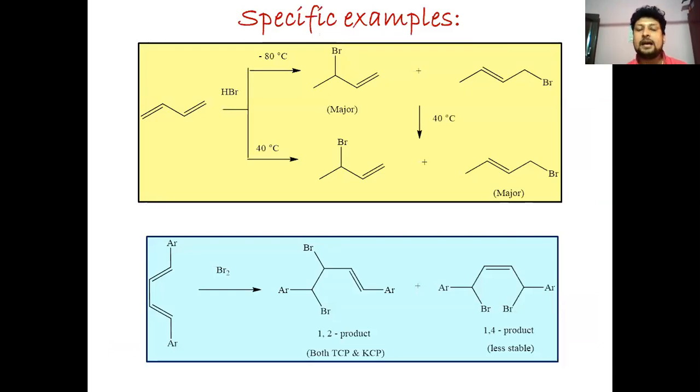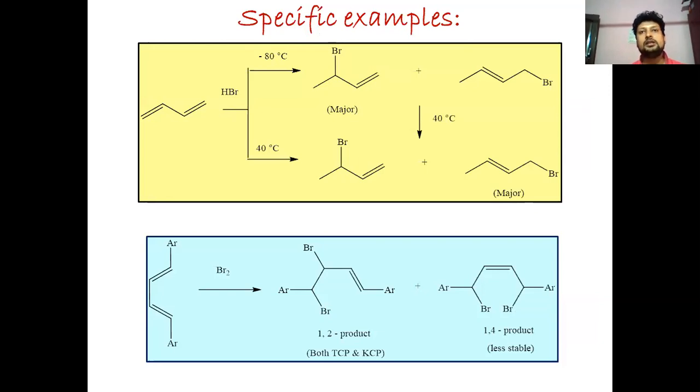Next, coming to specific examples, whatever we have taken in the previous slide. Here specifically we have added HBr, one at minus 80 degrees Celsius, another at 40 degrees Celsius. We have already discussed that since minus 80 degrees Celsius is a lower temperature, obviously the 1,2 product, that is the KCP, will be the major one. And here also we find that the major product is the 1,2 addition product. And at 40 degrees, the 1,4 addition product is the major product.